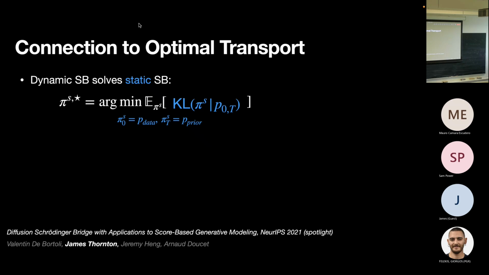Okay, so connection to optimal transport. The dynamic Schrodinger bridge formulation is on the whole path space of the diffusion from time 0 to time T. The static problem is ignoring the middle part and just looking at the end parts. So this is actually an optimal transport problem.